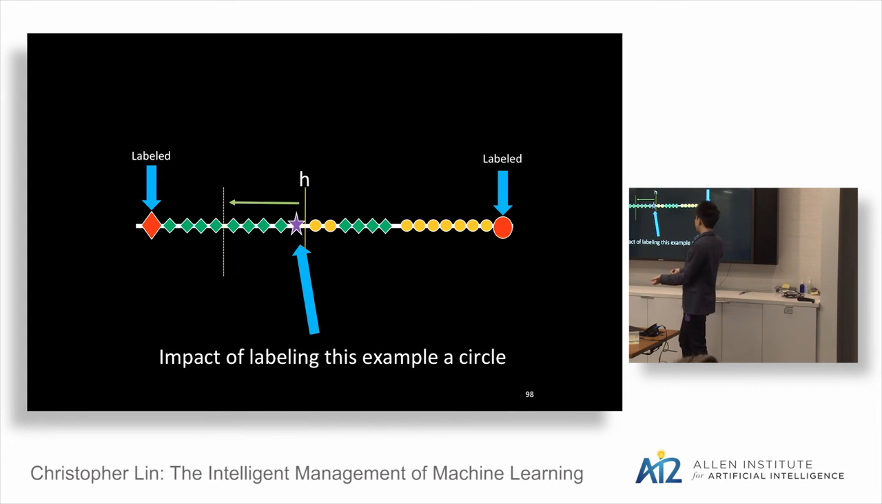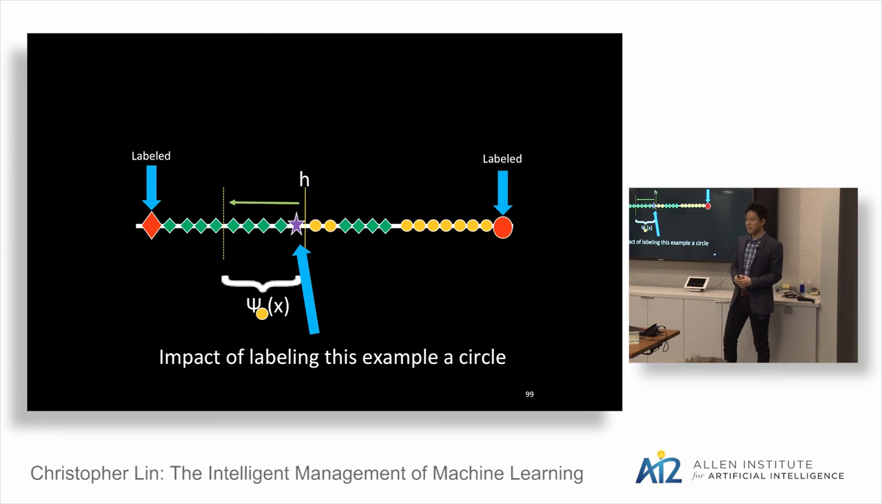Now we have to consider the impact of labeling this example a circle. If you label this example a circle, the hypothesis is going to shift over to the left five examples, so five predictions are going to flip. And so we'll consider the impact of this to be five.